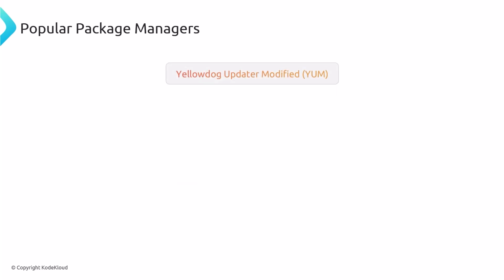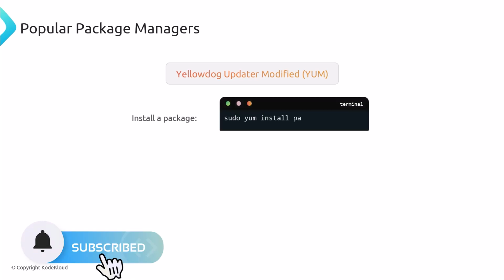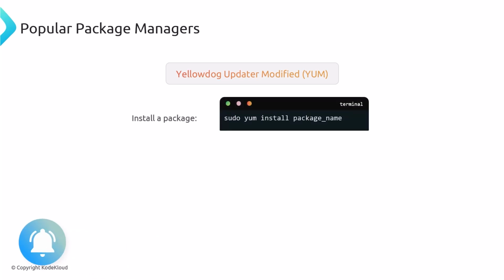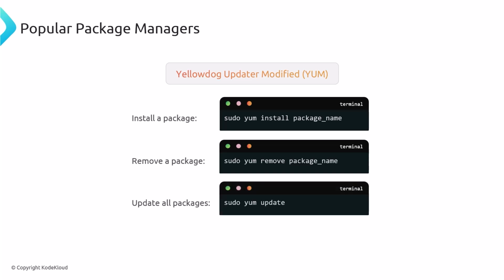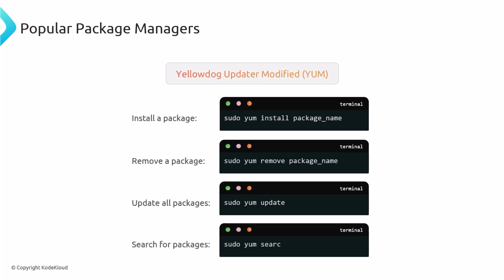Next, we have Yum, which stands for Yellowdog Updater Modified. This one's used by Red Hat, CentOS, and Fedora, and deals with RPM packages and automatically handles all those dependencies for you. If you need to install something, you just run sudo yum install and then the name of the package. If you want to remove something, likewise, you do sudo yum remove and the name of the package. If you want to update everything, sudo yum update. This pulls all those changes from the repositories. And if you want to search for a package, sudo yum search and then the name of the package.